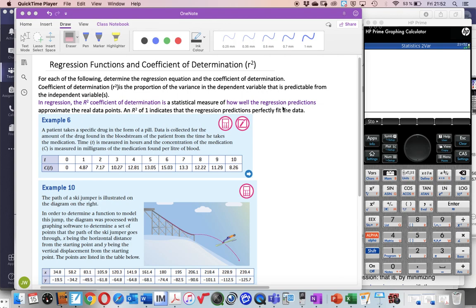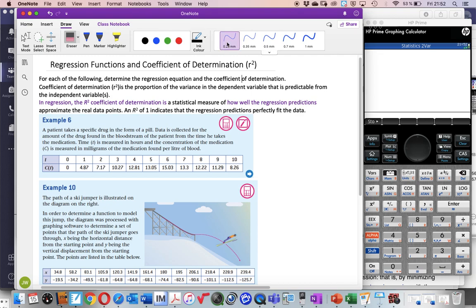Hi students, Miss Walsh here, and today we're going to take a look at regression functions and the coefficient of determination. So you remember that a few days ago we did linear correlation and we found the R value. Remember that was called the Pearson's correlation coefficient. And the coefficient of determination is the square of that value, but it has a slightly different meaning, okay?